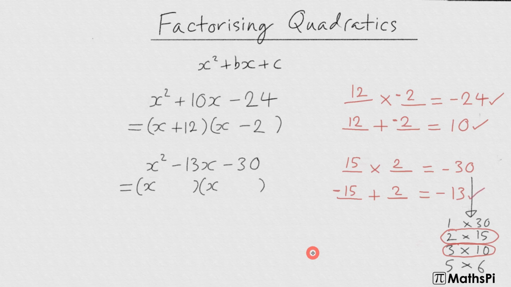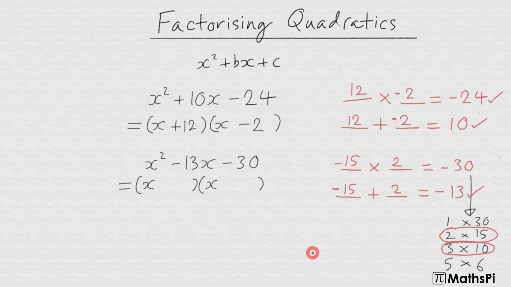And then make the same change on the product and then just check that's correct. Negative 15 times positive 2 is negative 30, so that's all correct. And then that means that we found our numbers. So the factorized form must be x minus 15 and then x plus 2.